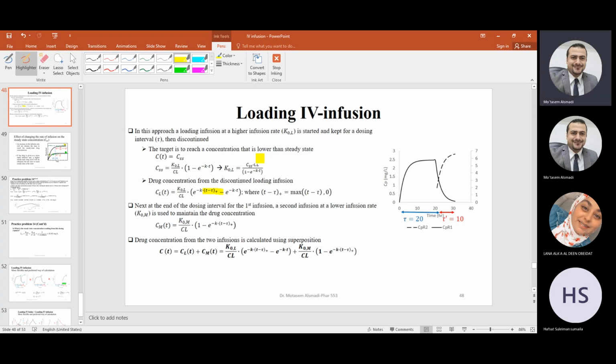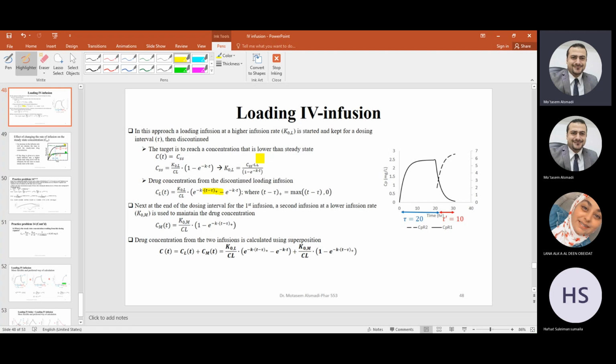When T is 30 and tau is 20, what is T minus tau? Which is a positive value, right? So assume that I'm asking what's T minus tau, and T equals 10. T equals 10, tau equals 20. What is T minus tau? Minus 10.